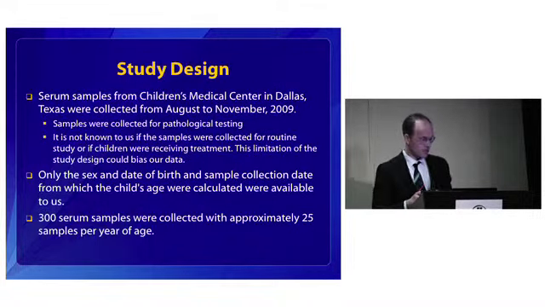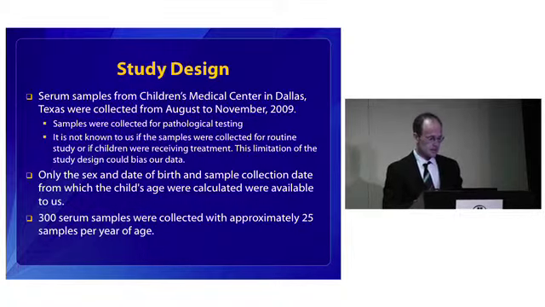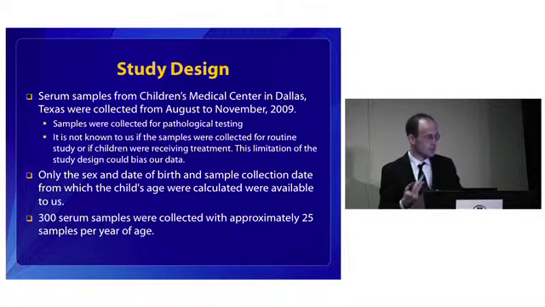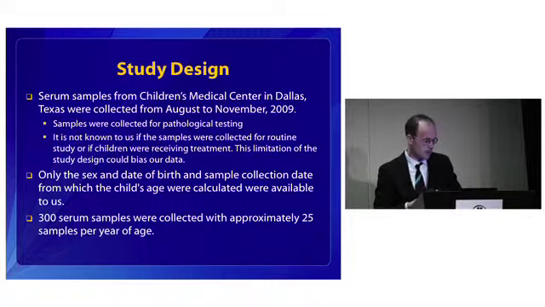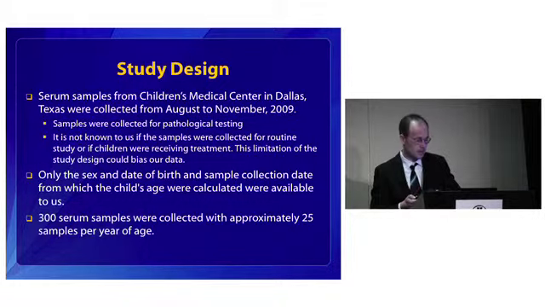So the study design was to sample children from a medical center in Dallas, Texas. The samples were collected at the end of 2009. The samples were originally collected for pathology testing, and it's not known if samples were collected for routine study or if the children were receiving treatment for an ailment. That could potentially bias our data, since a sick child may be less mobile than a healthy child. But it's not known to us if we have this effect or not in our study. It's a convenient sample with no information on the individuals. The only things we have available are the sex, the date of birth, and the date of the sample collection, from which we could calculate the age of the child at sample collection.